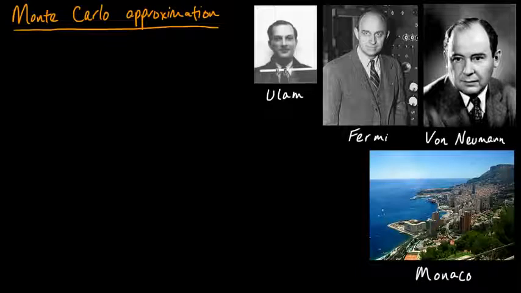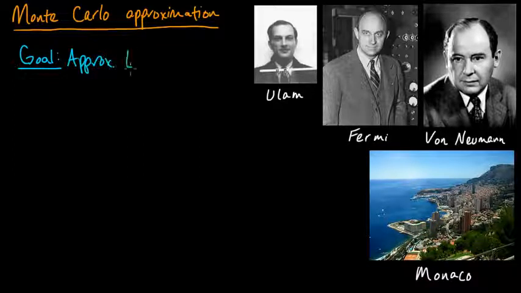What is Monte Carlo? Monte Carlo is a method for approximating things using samples. And the things which usually need approximating in machine learning and statistics are expectations. So our goal when we're doing Monte Carlo is to approximate an expectation.